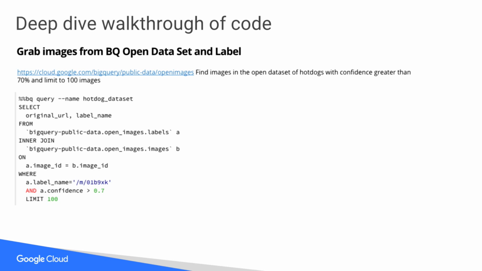But I mentioned that I use BigQuery. Well, how did I use BigQuery? What did I use it for? There is an open image data set, which is a kind of pre-curated set of images that have been identified that have labels on them. And you can see here that I basically went into the open image data set and I identified a label name. So that label name that you see there, 01B9XK, is actually the hot dog label. Confidence of 0.7, and I limited it to 100. So that basically pulled a bunch of images from the open image data set and said that these have a 70% higher confidence that these are actually hot dog images.